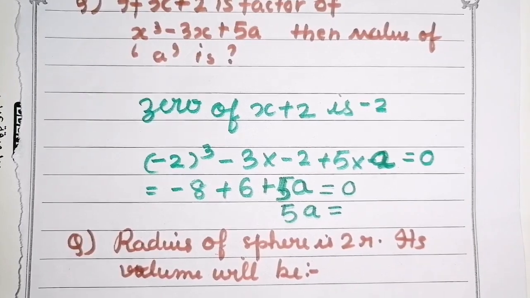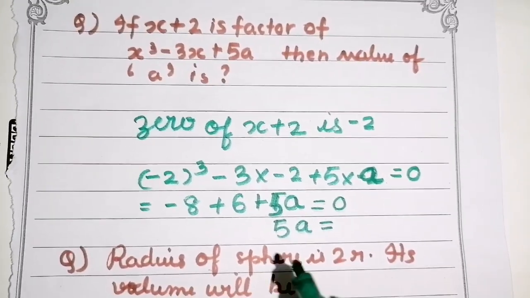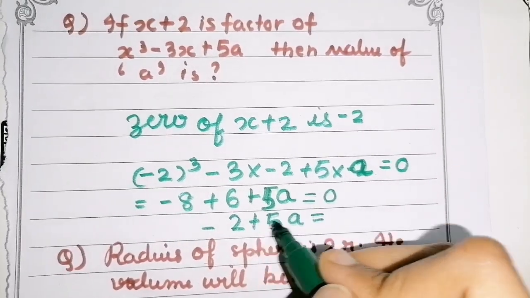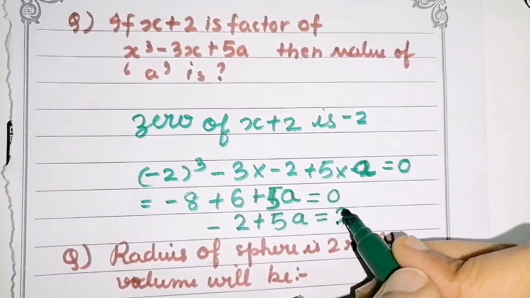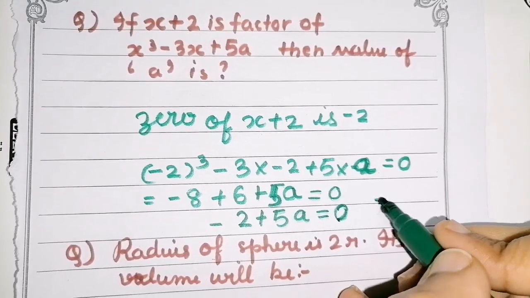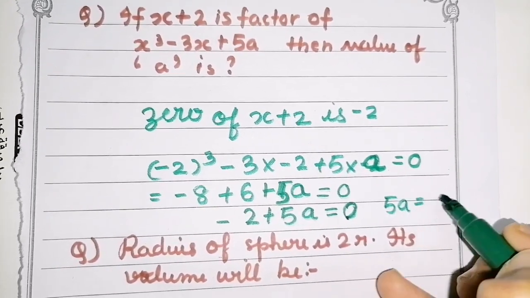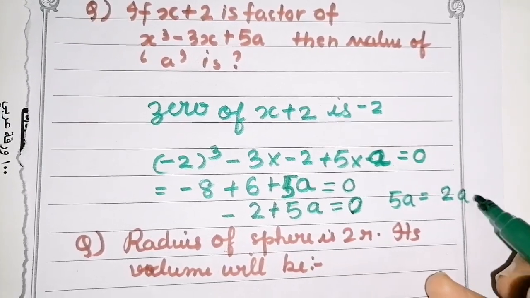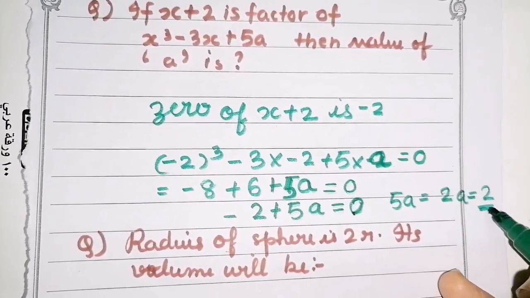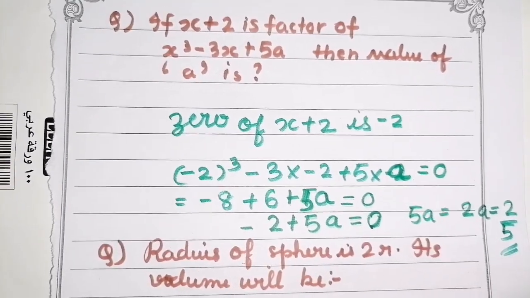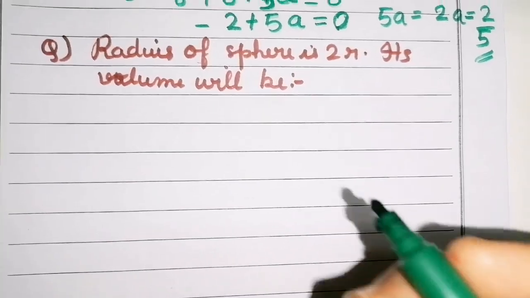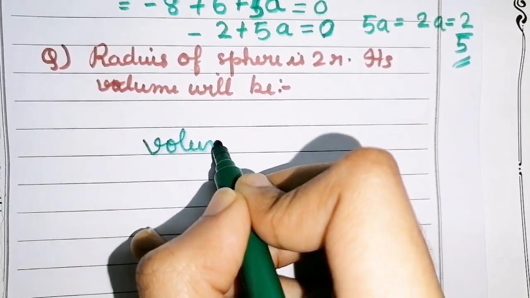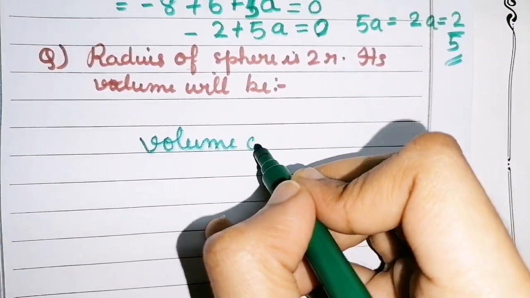So (minus 2) cubed minus 3 into minus 2 plus 5 into a is equal to 0. Minus 2 cubed is minus 8, minus 3 into minus 2 is 6, and 5a is equal to 0. We are not putting anything in the place of a because we don't know the value. So minus 8 plus 6 is minus 2, plus 5a is equal to 0. Minus 2 will go on the other side, it will become 2. So the value of a is 2 by 5.